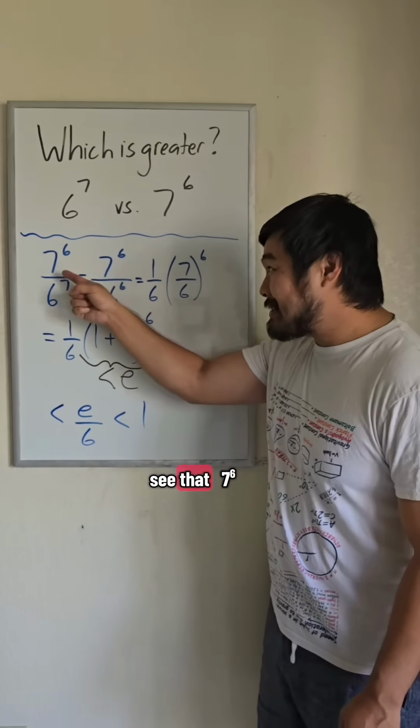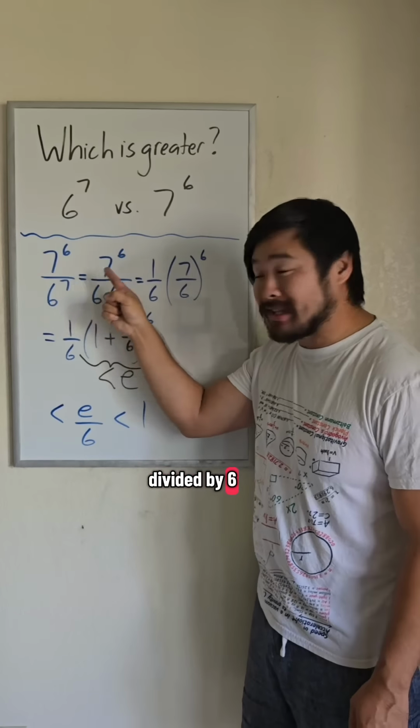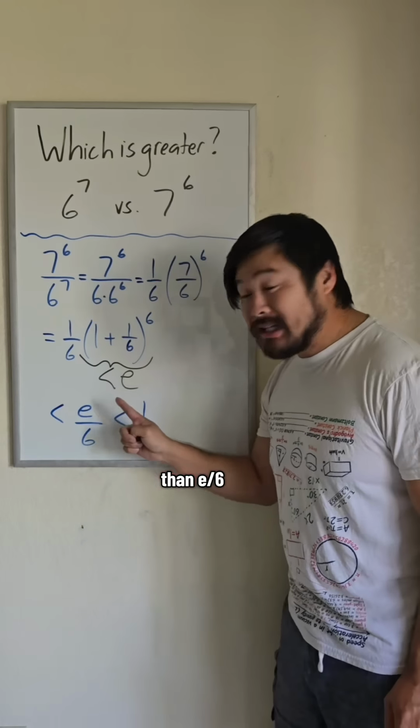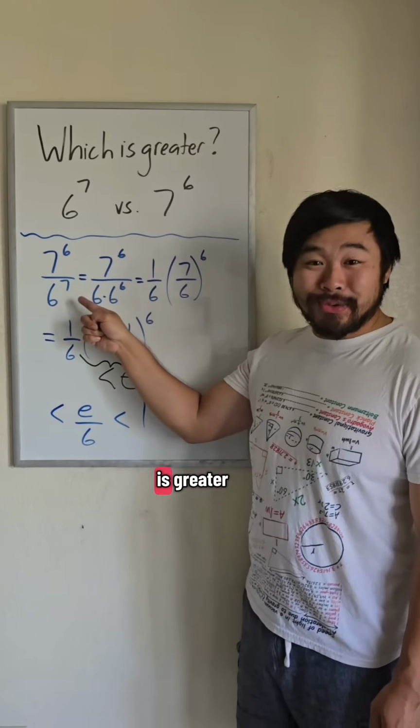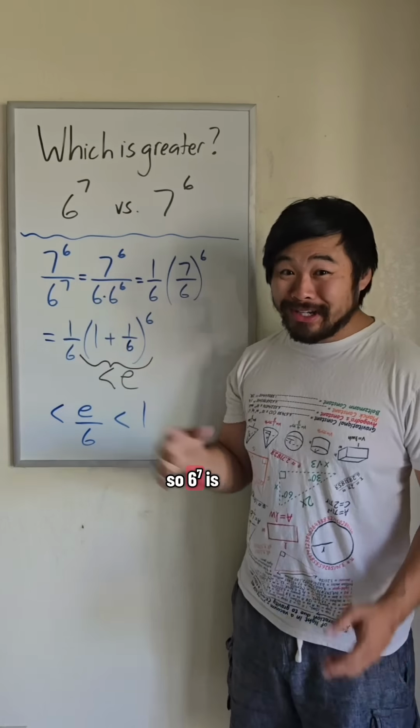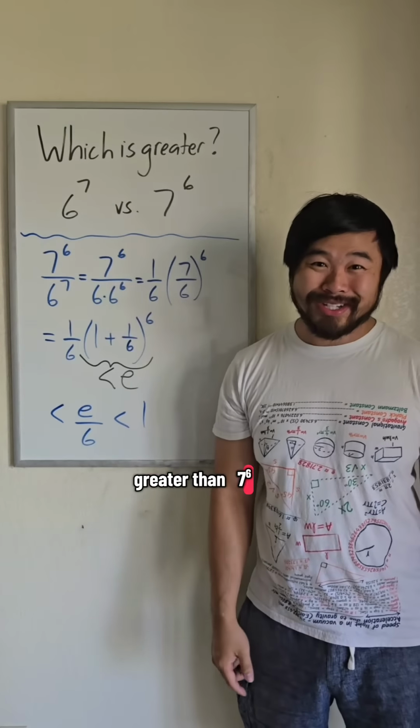So we can see that 7 to the 6th power divided by 6 to the 7th power is going to be less than e divided by 6, which is less than 1. That means the denominator is greater. So 6 to the 7th power is greater than 7 to the 6th power.